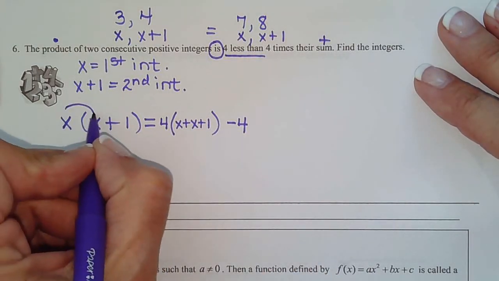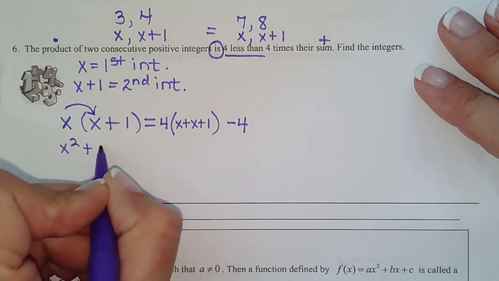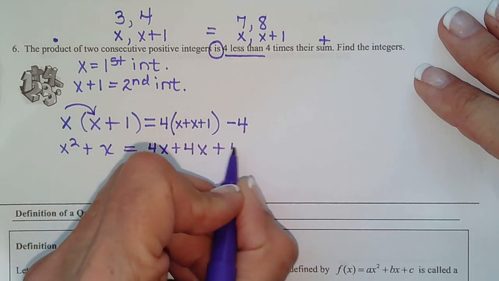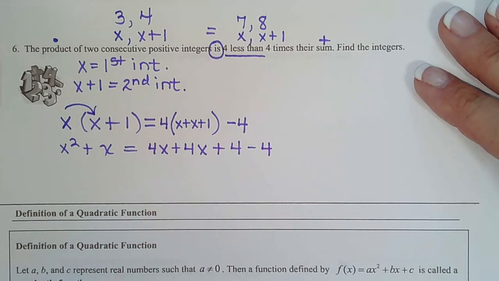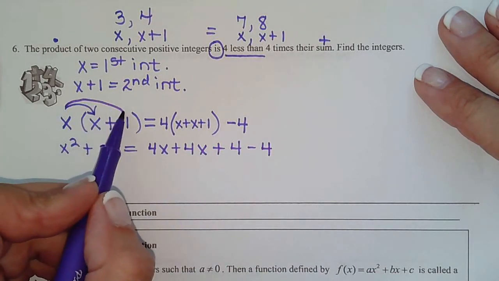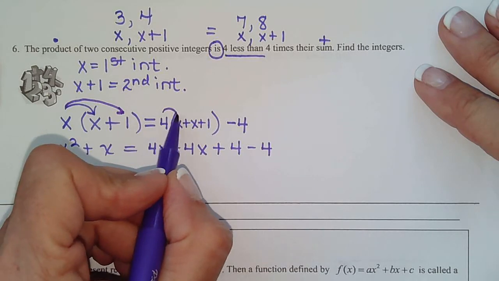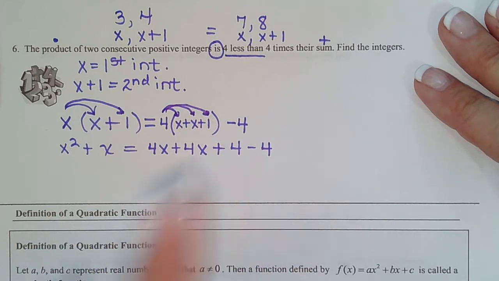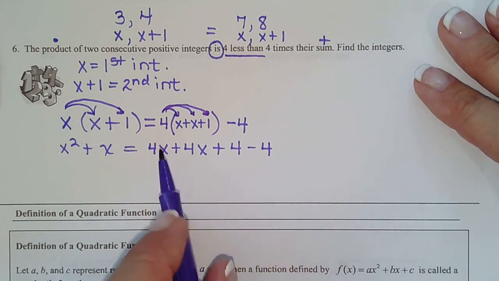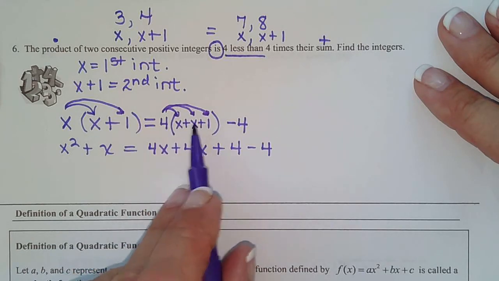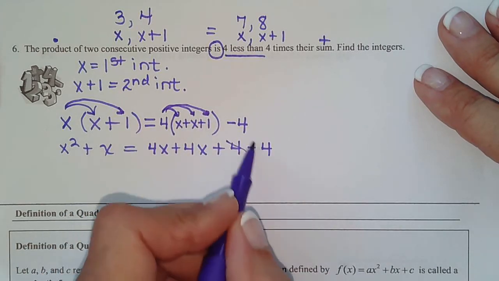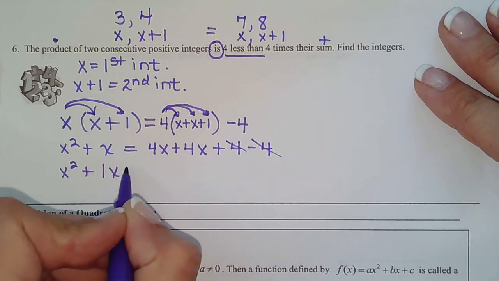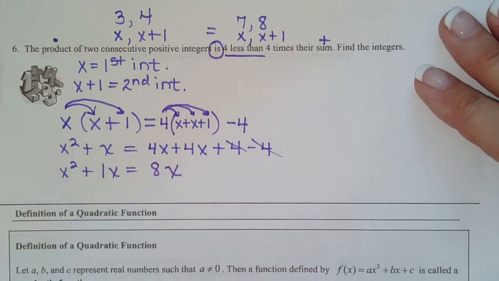And their sum would be the first number plus the second number. So what do we get here? Let's see. We get x squared plus x equals 4x plus 4x plus 4 minus 4. So x squared plus x, and then this is 4x plus 4x plus 4. And I could have combined like terms first. I just knew there was going to be a bunch of like terms at the end, so I didn't bother. So 4x plus 4x plus 4 minus 4. So I can see those cancel. So I get x squared plus 1x equals 8x.